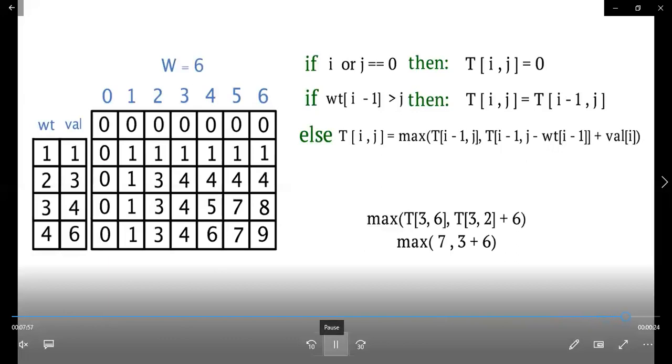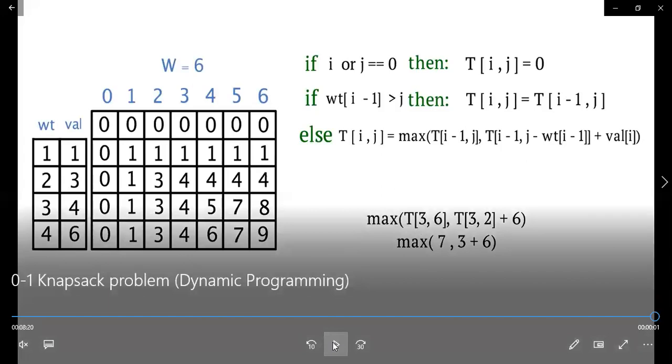So once you find out the value, you will get to know how to use the dynamic programming method and fill this table to get the value. So here we have got 4 comma 6, that is n comma w. 4 comma 6 is nothing but 9. So the maximum profit we have obtained is 9 for this example.